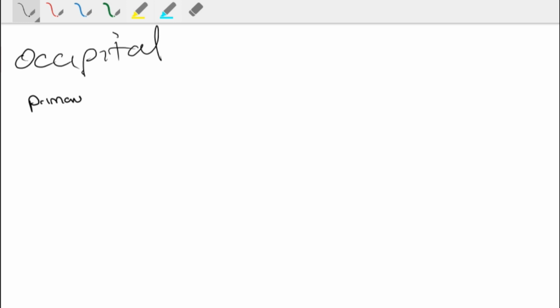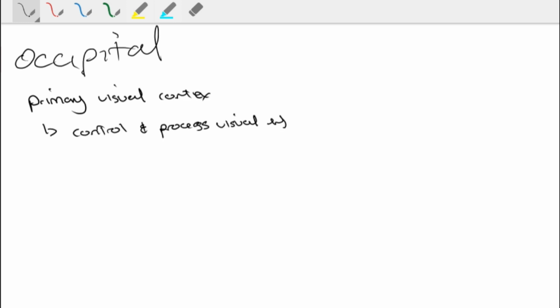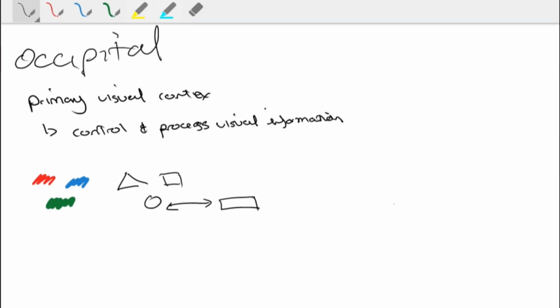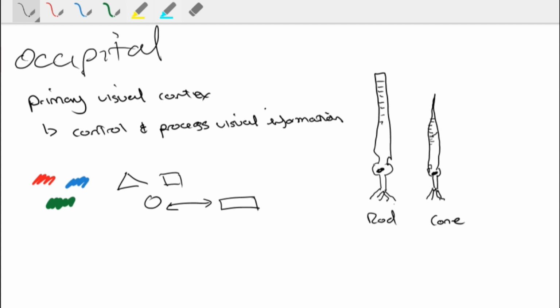The occipital lobes are home to the primary visual cortex, and its main function is the control and processing of visual information, which allows us to differentiate between colors and shapes, and where objects are in relation to others. This is also thanks to sensory receptors within the eye that transmit visual information to the brain, and there are two types of receptor cells, rods and cones.